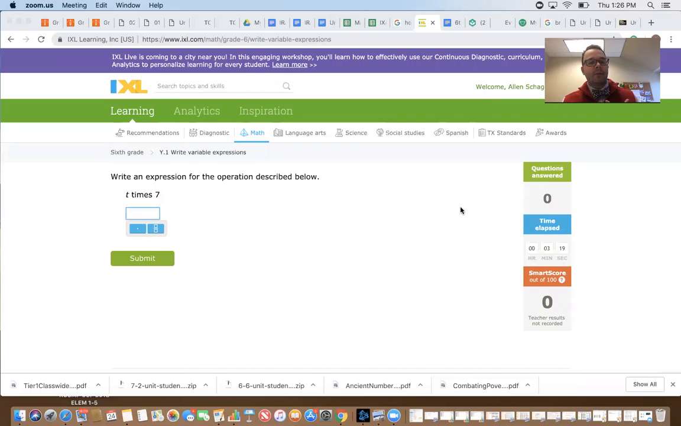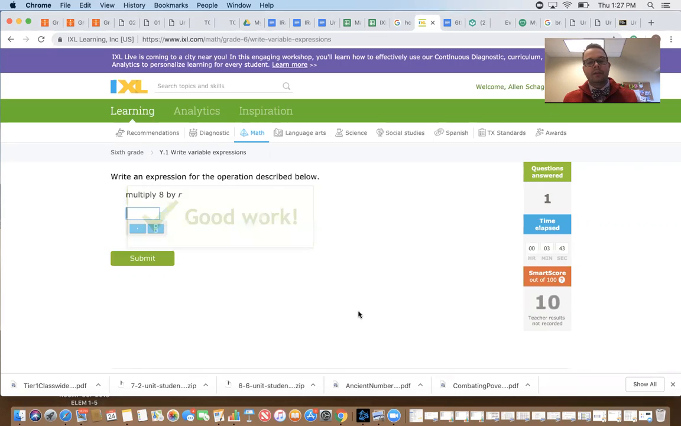All right, friends. So today we're going to be looking at IXL for write an expression, Y1 write variable expressions. It says write an expression for the operation described below, t times 7. So what we're going to write is t, and on this we're going to type t x 7. You can also type 7t.